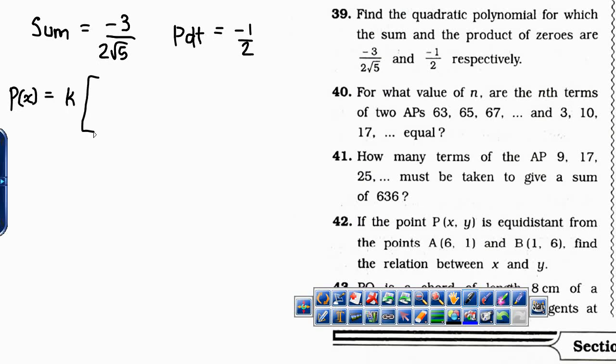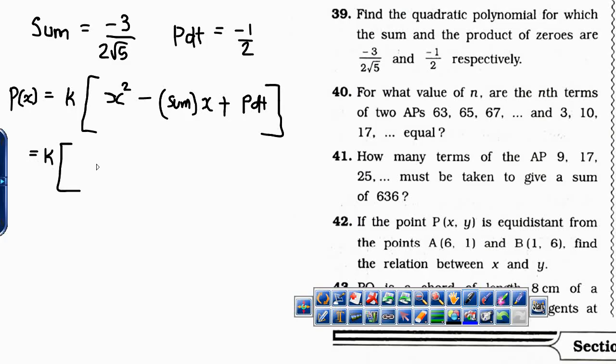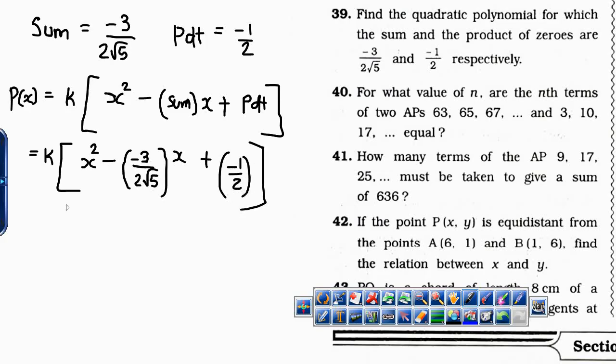The polynomial formula which you must know by heart is: k times the bracket x square minus sum x plus product. k is for formality, it will stay outside. x square minus sum x plus product, so minus minus plus 3x upon 2 root 5 minus 1 by 2.